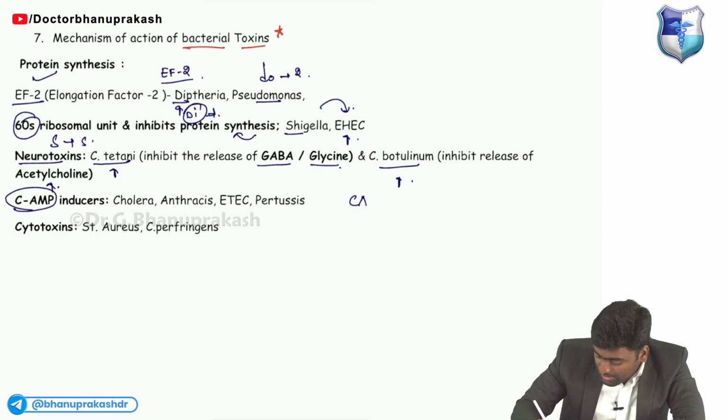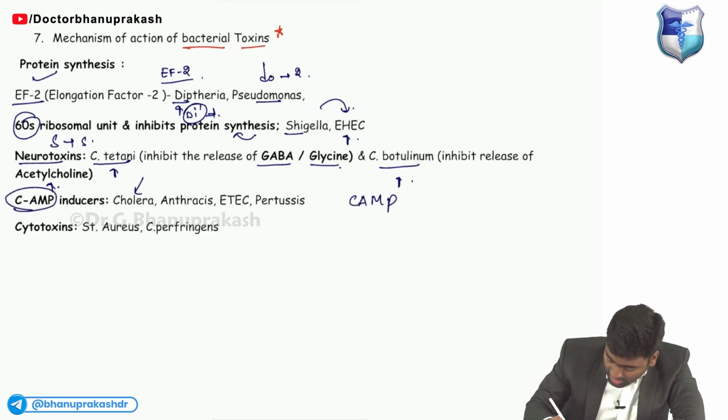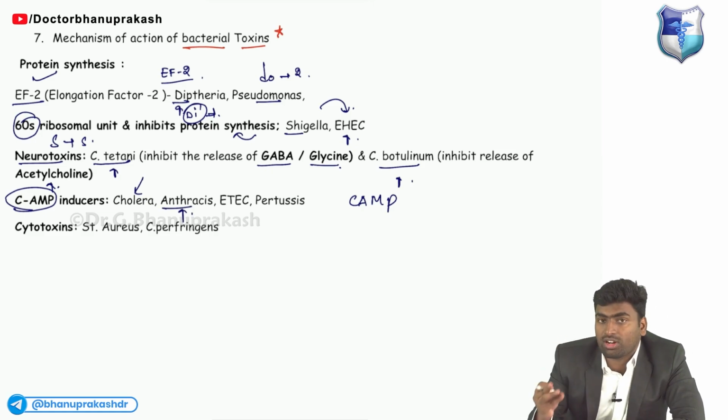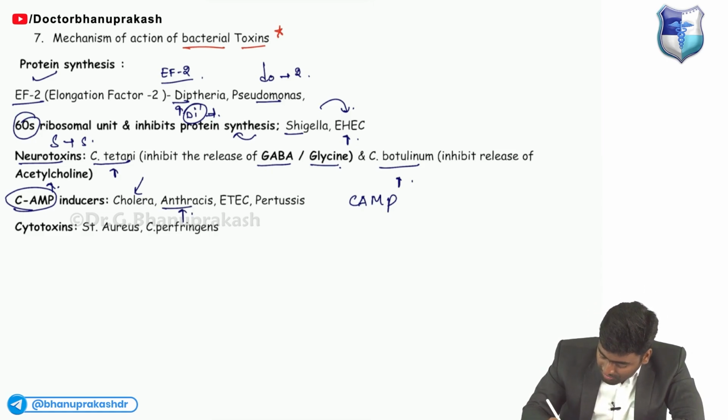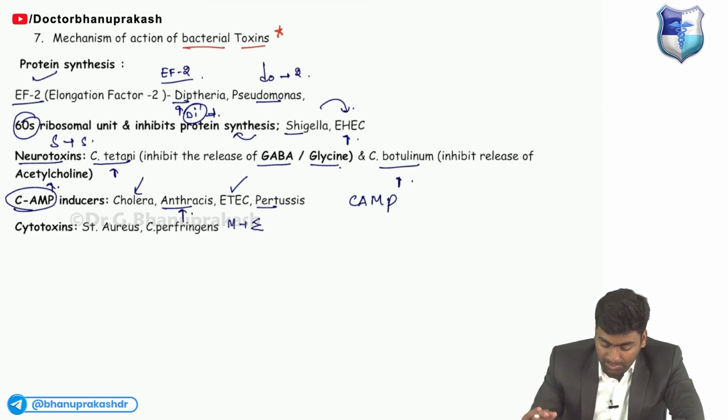Next about these cAMP inducers. Remember CAMP as a mnemonic. So C for cholera, A for anthrax, and M split into E, so it is ETEC. Next one, P, it is the pertussis. So it is pertussis.